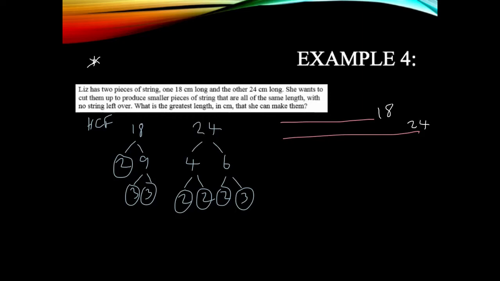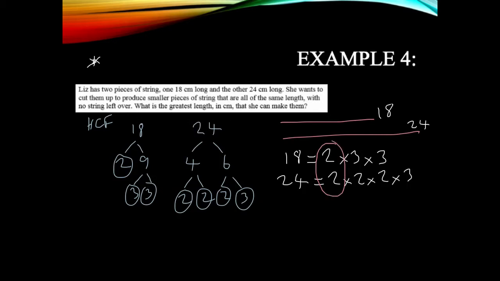Let's try and just make a little list then. So we said that 18 was the same as 2 times 3 times 3, and 24 is the same as 2 times 2 times 2 times 3. Now we're looking for numbers that are in both lists, and we're going to write one of those numbers down. So we've got a 2 in both lists, and I've got a 3 in both lists. There's nothing else that's in both lists. So my highest common factor is 2 times 3, which is 6.